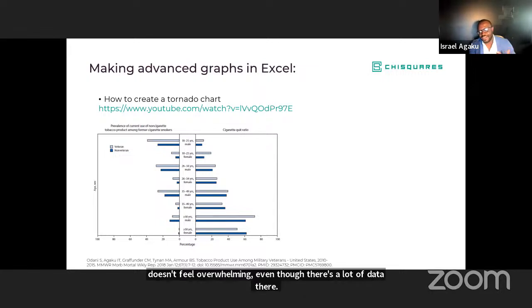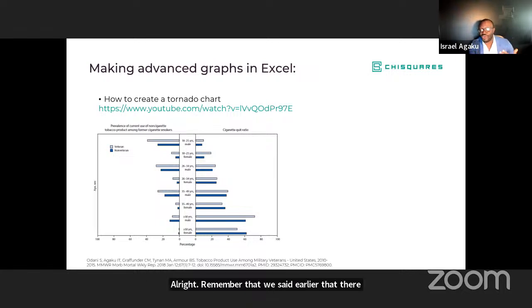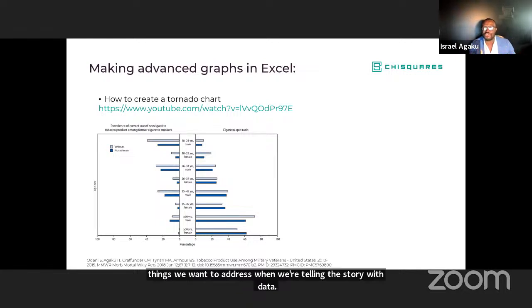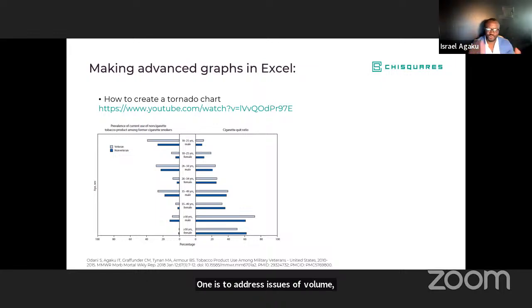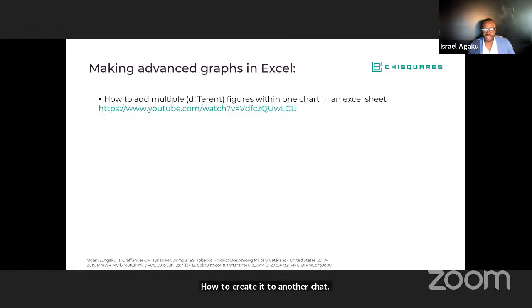Remember that we said earlier that there are three things we want to address when we're telling a story with data. One is to address issues of volume of data, right? You don't want to just throw huge amounts of data at anybody and expect them to read. Find a way of making it concise and interesting for them to read it, and in seconds, get the scope of what you're saying. So again, I have a great YouTube video here for you to watch to see how to create a tornado chart in just a few minutes.